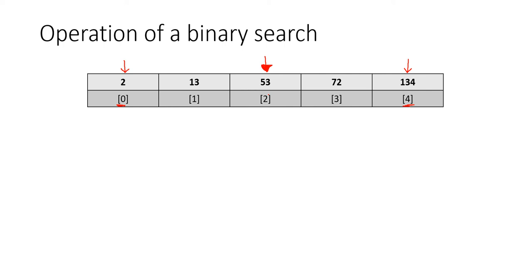In this little demo, what we'll do is search for a number that's not here. So we'll search for, let's go for 3. Let's go for the number 3. So we look at the middle of this list, and we're looking for the number 3. 53 is not 3.